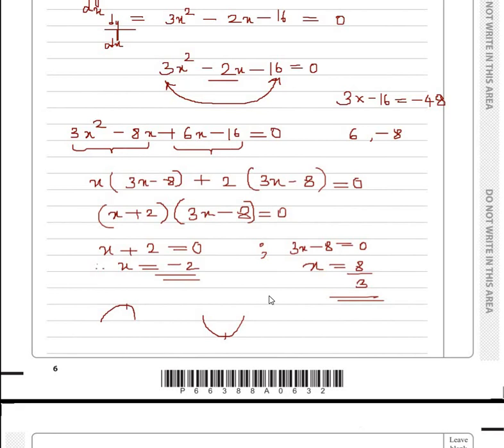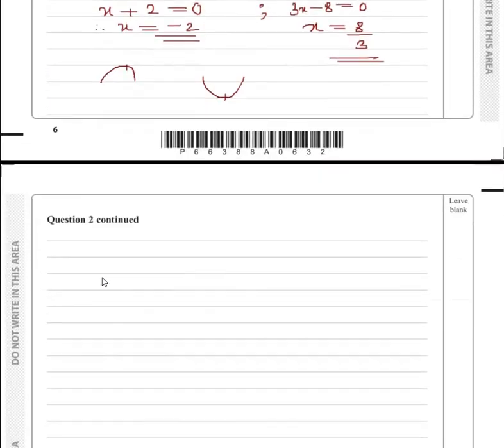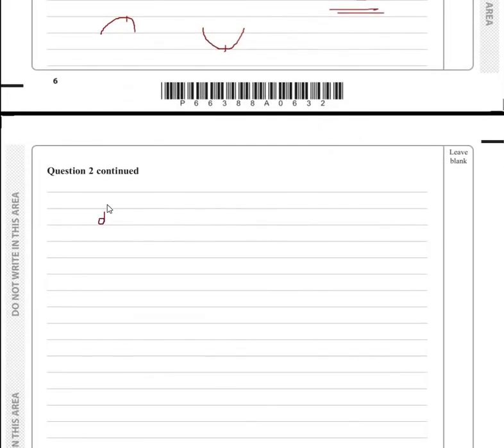Now to find that, they have asked us to use further calculus, which means we have to further differentiate the dy by dx once more. So here we are going to get d square y by dx square. This is called double differentiation.